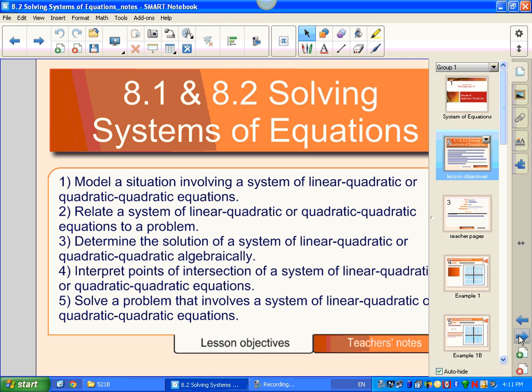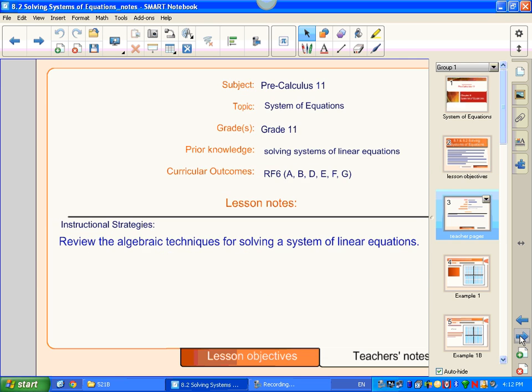I do encourage you to stop, press pause, rewind, do the questions as you can, and then check back into the video for the answers, so that way you're engaged in the learning process. We're looking at outcome RF6, and it helps if we draw from our grade 10 work, which was solving systems of linear equations. If you feel that you need a refresher on that, then you should look at some videos that deal with systems of linear equations first.